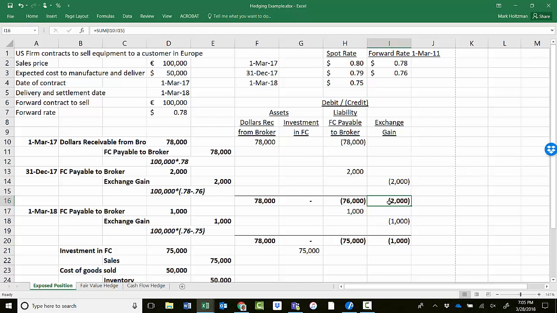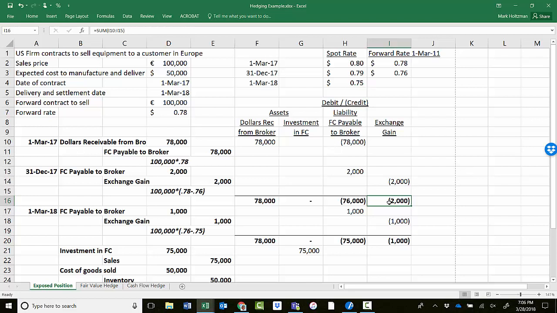Let me repeat that again because it's an important thing to understand. Because they entered into this contract, the contract says they're entitled to exchange 100,000 euro to $78,000. If they hadn't gone into the contract, how much would they be able to exchange those euros for on March 1st, 2018? 75,000. So because they entered into this transaction, they saved $3,000, and that's why there was a gain. 2,000 of it was recorded in the first year in 2017. 1,000 of it was recorded in 2018, right over here.